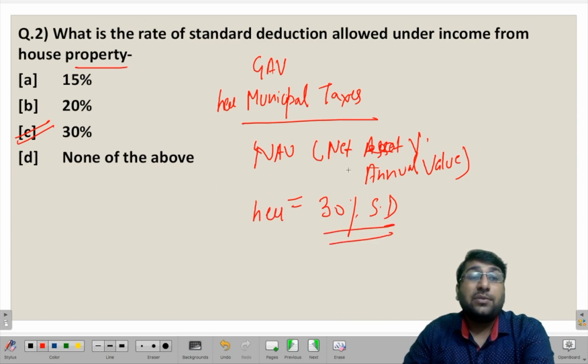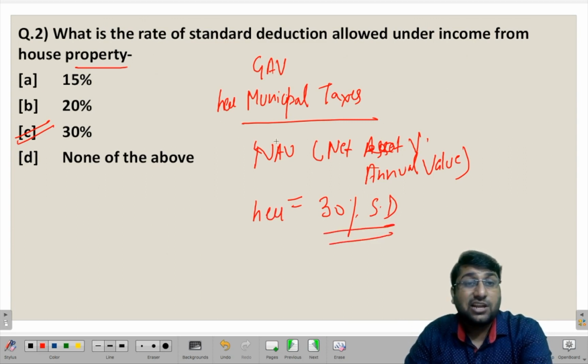So you need to remember that 30% is the standard deduction allowed, but it is based on the net annual value. So the clear-cut answer is 30% in this case. Moving to the third question now.